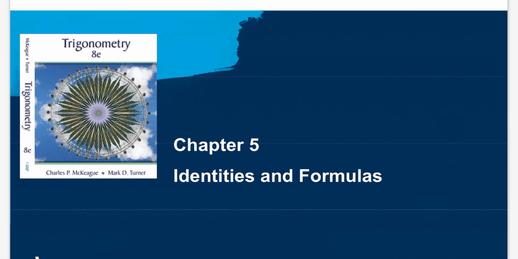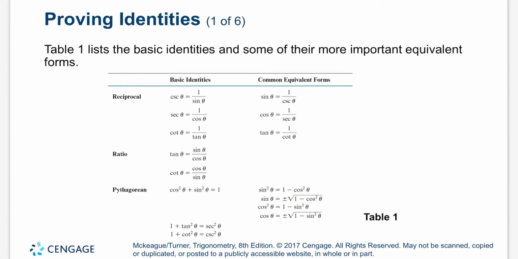Section 5.1. So these are some identities that you want to memorize. Cosecant is 1 over sine, secant is 1 over cos, cotangent is 1 over tan. These are all the reciprocal identities. Then you have the ratio ones, which there are 2 of. And then you got the Pythagorean identity and the 2 variations of it. And the Pythagorean identity can also be solved for sine squared or cosine squared.